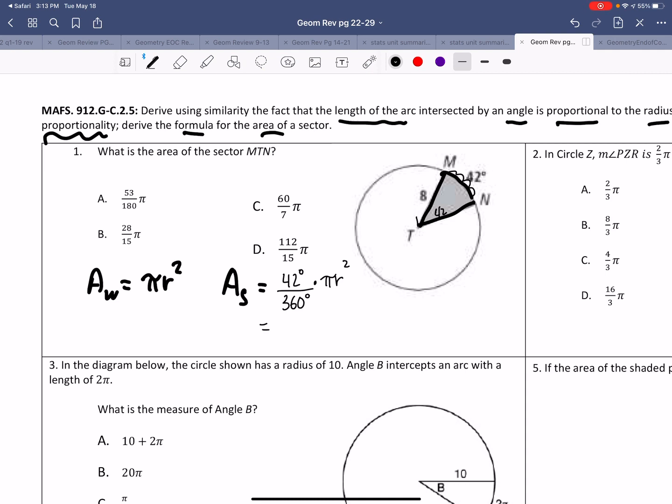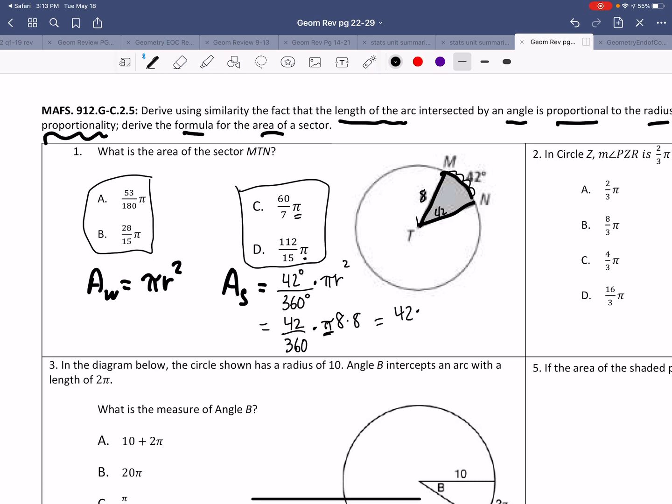Okay, so what is the radius? 8. So we have 42 over 360 times pi times 8 times 8. Now, we see in our answer, all of our answers are in terms of pi. So they want us to leave that pi part alone. So we're going to do 42 times 8 times 8. Well, 8 times 8 would be 64. So 42 times 64 all over 360 and then the pi.